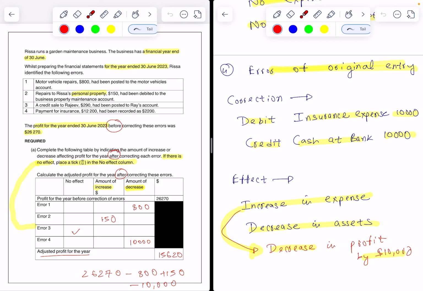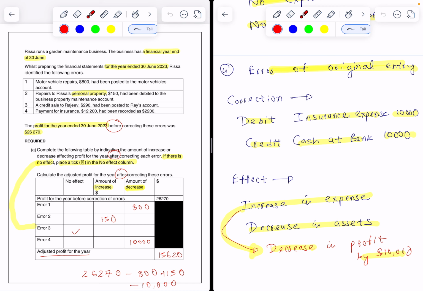At the same time, because we are paying for this insurance, our funds available in the bank account should also go down. Now we have to reduce the funds available in the bank account by $10,000 more, right? So when the bank account goes down in value, we credit it because it is an asset account. So we credit the cash at bank account by $10,000.